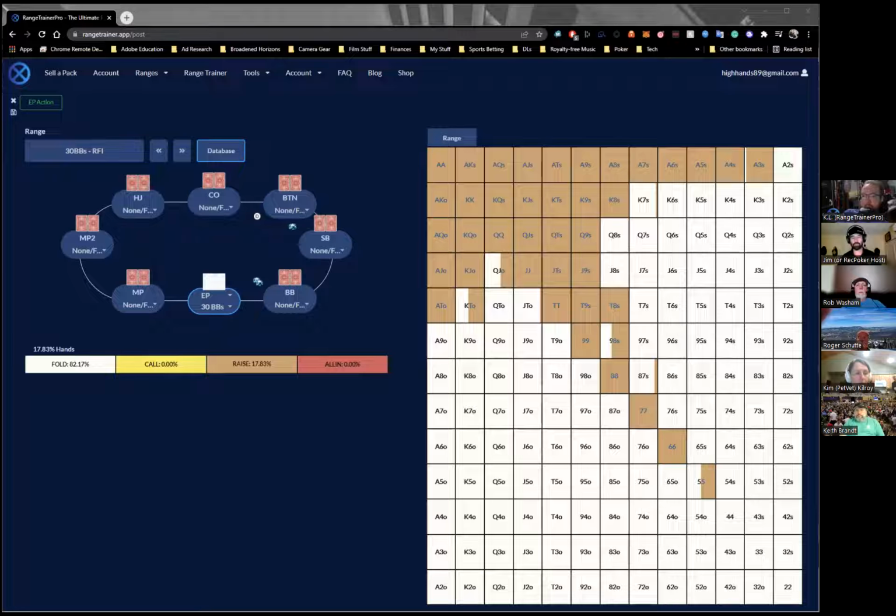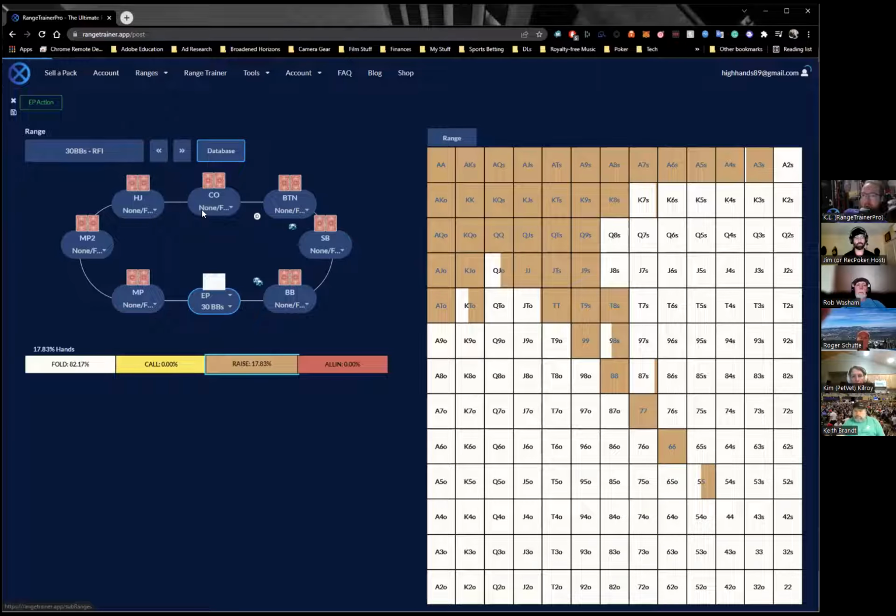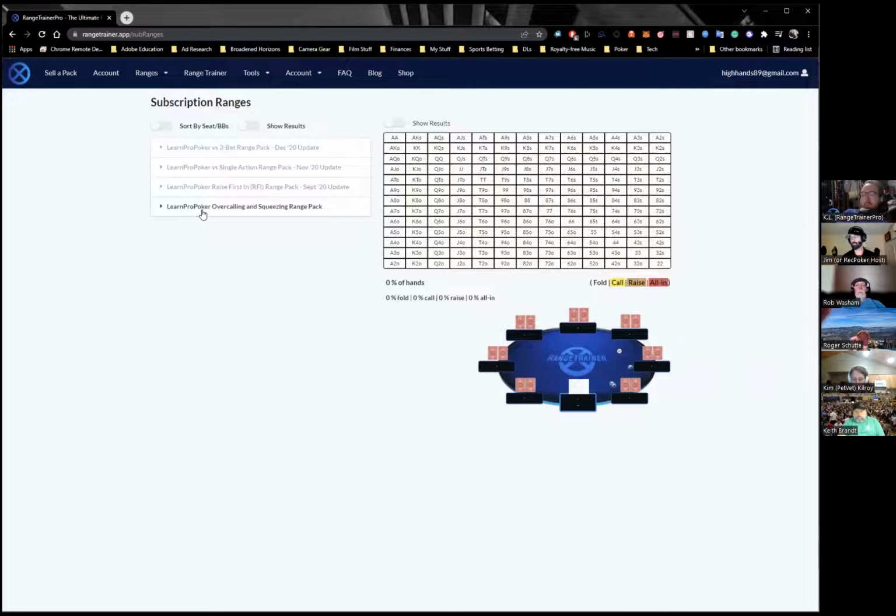So I'll just start with a basic overview of the site, the application, what it does, what it will do soon, and what we're working on. For those that don't know, we designed this originally as a pre-thought range study tool, and basically our original offering was what you see right here.